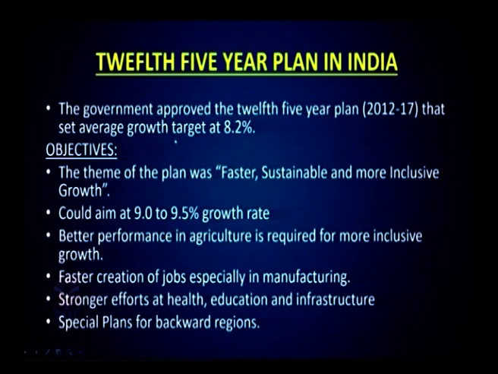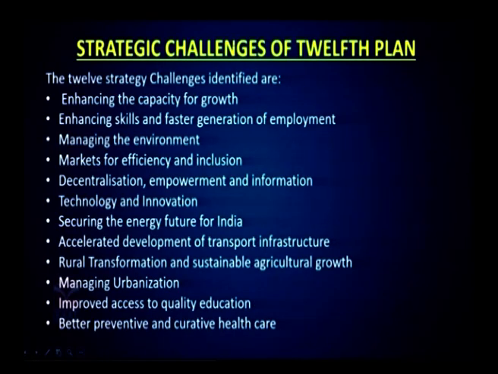If you come to the 12th 5-year plan, the government approved the 12th 5-year plan that sets an average growth rate at 8.2%. The theme was faster, sustainable, more inclusive growth. It could aim at a 9.0 to 9.5% growth rate. Better performance in agriculture is required for more inclusive growth, along with faster creation of jobs, especially in manufacturing, stronger efforts at health, education, infrastructure, and special plans for backward regions. These were the strategic challenges of the 12th plan.